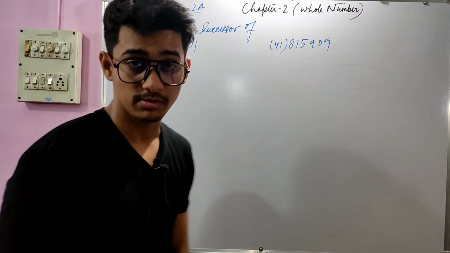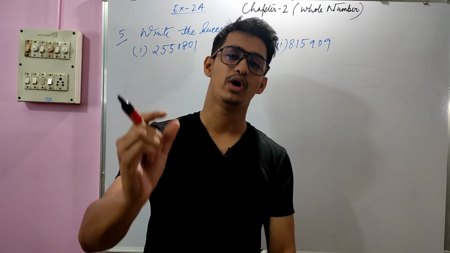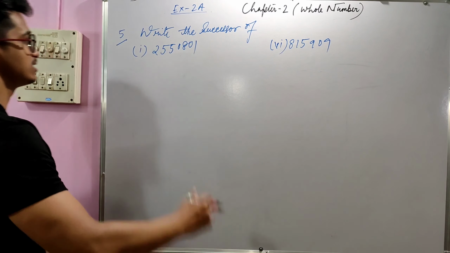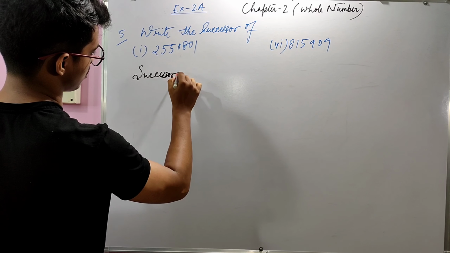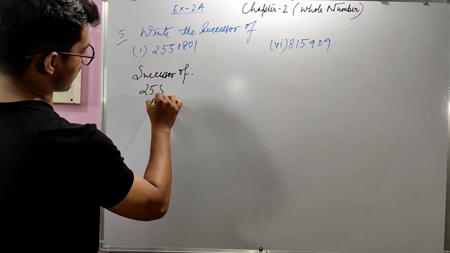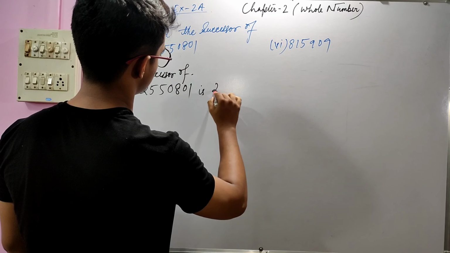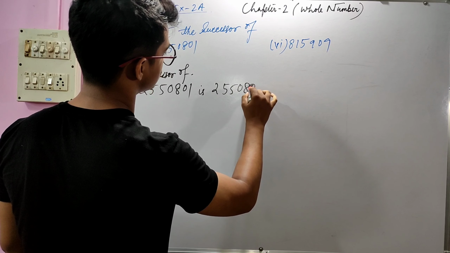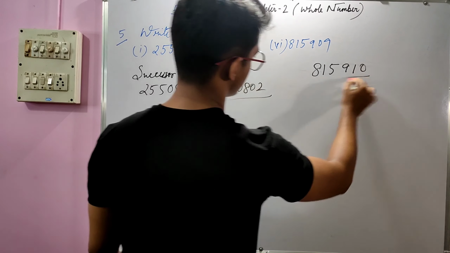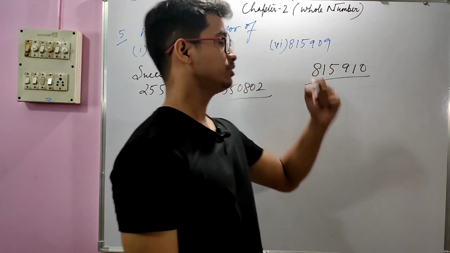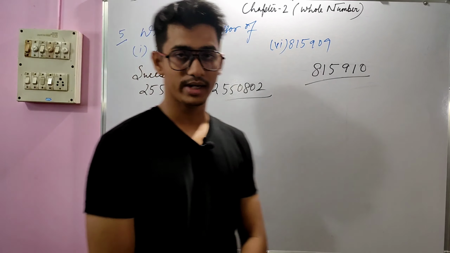So let's just jump into question number 5. What is question number 5? Write the successor. So successor means what? Basically we have to add 1 to that particular number. What is the question that is given, right? So the successor of 255801 is basically 255802. Like that way, we have to add 1 with that particular number. So that is the answer for question number 5.